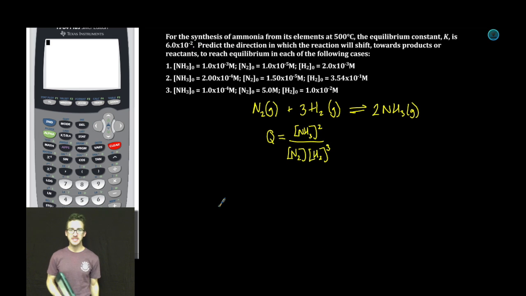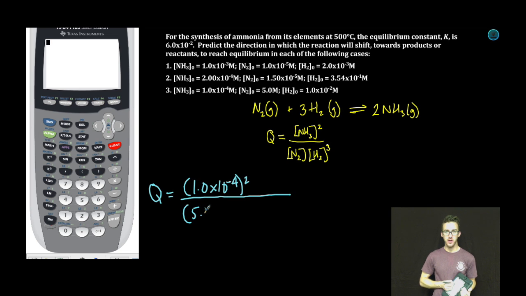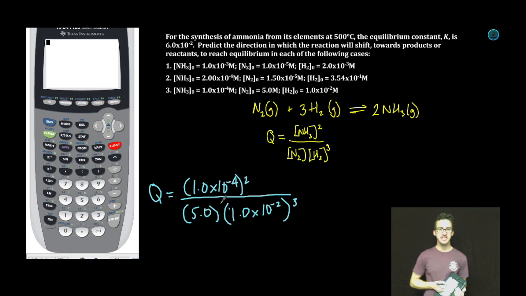All right, and then last set of conditions. Again, our definition of Q remains the same. We just have some new concentrations. Q is equal to 1.0 times 10 to the minus 4 squared over 5.0 times 1.0 times 10 to the minus 2 cubed. Let's calculator it up.